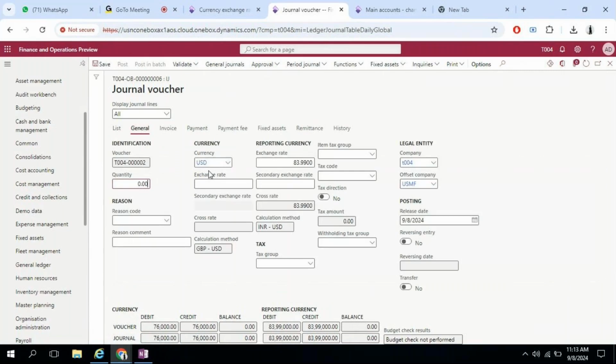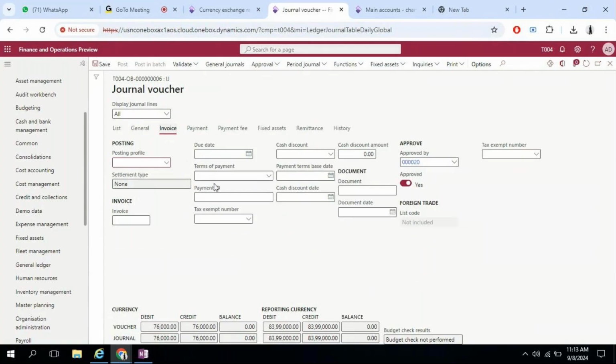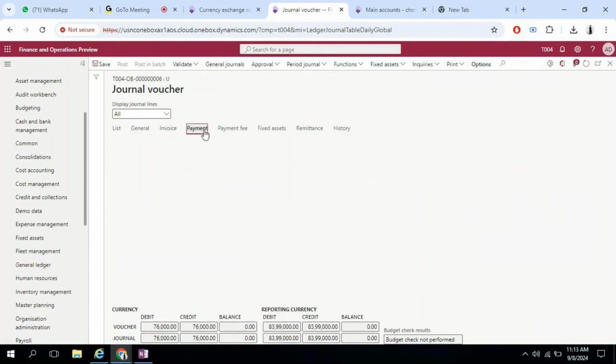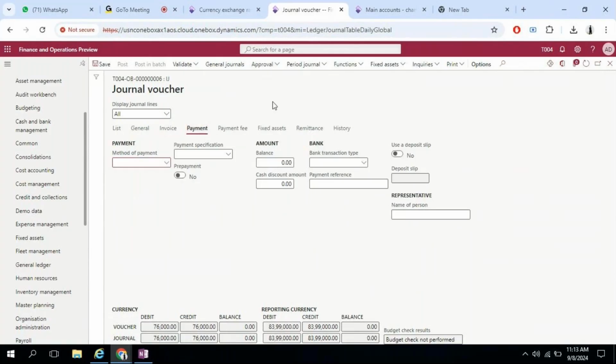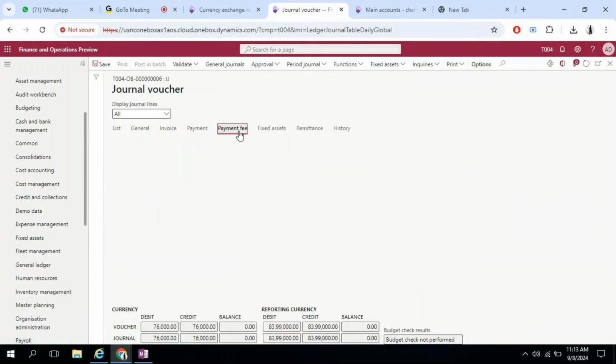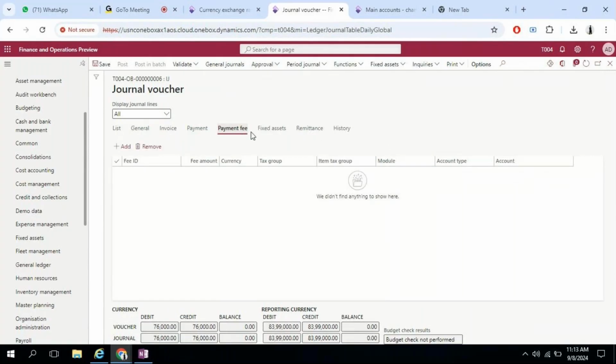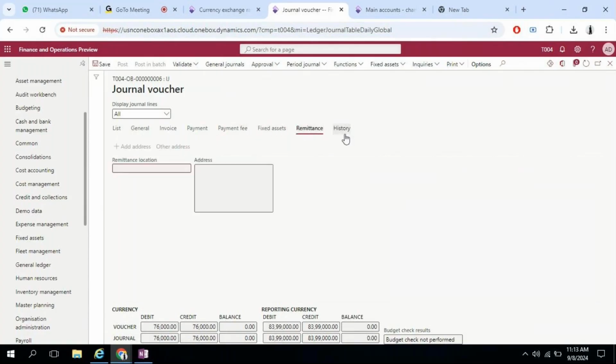Inside the General tab, you can utilize the fields. For reason code you can give financial activity. For the taxation part, we will come back to it later. You will have an invoice. If you want to invoice it, the invoice fields will be there. You have a payment, again the same. Once we are done with the payment, I will define the method of payment and then come back to it.